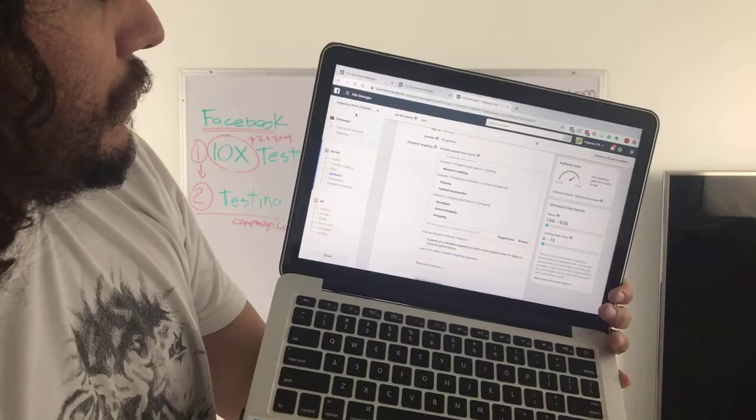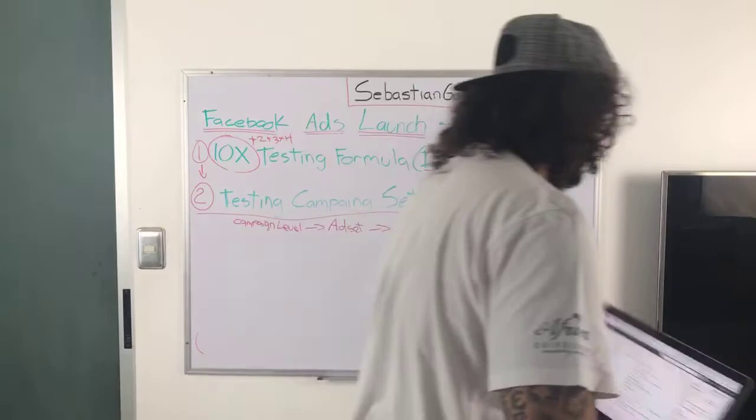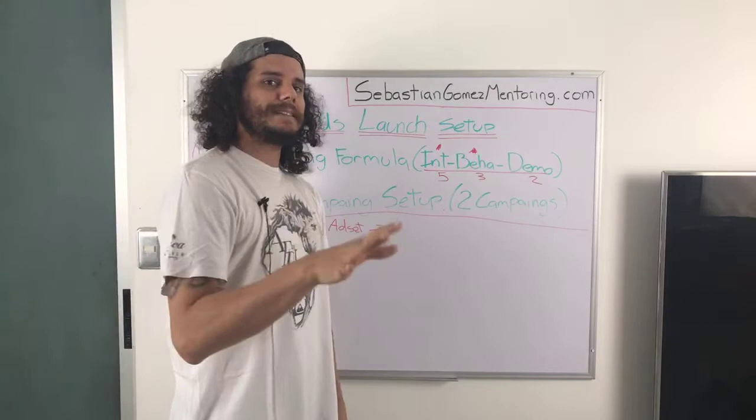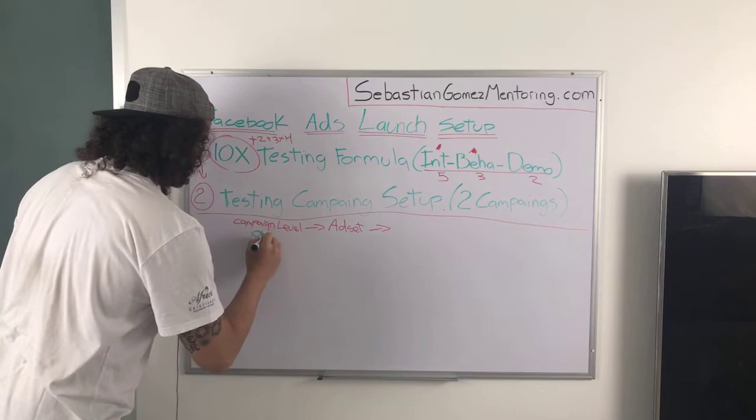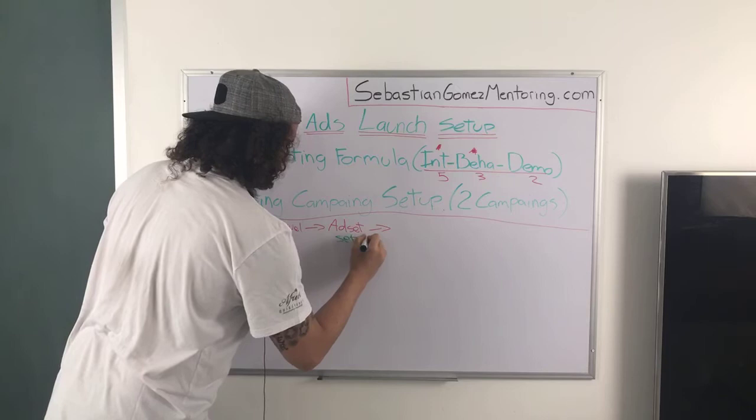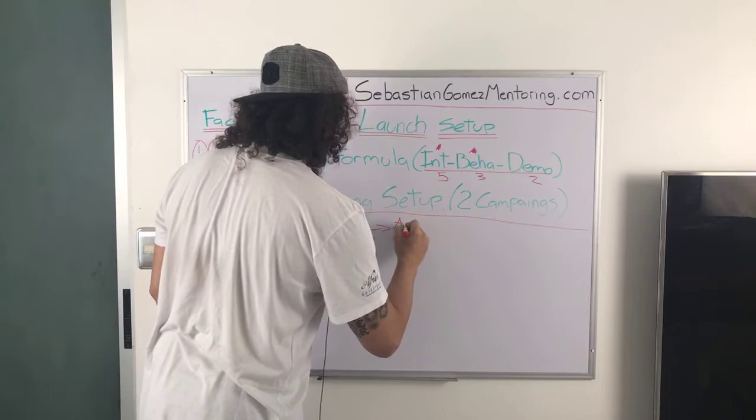So over here you can see the campaign level, ad set level, and ad level. Please remember that, because that won't change, and that's something that you have to understand. Campaign level, ad set level, ad level. So campaign level is the objective. Ad set, it's just basically the setup of the ad, targeting, etc. And the ad, it's basically what you're displaying and showing to your audience, right?